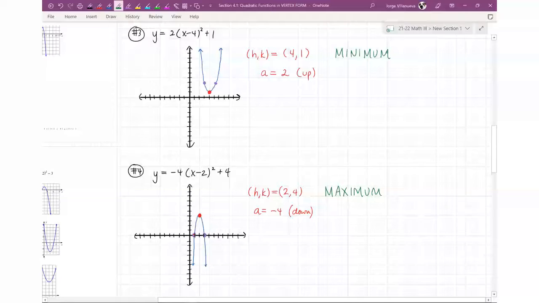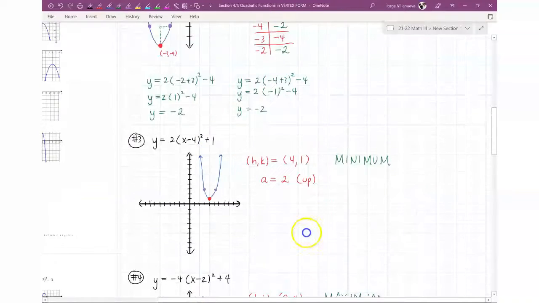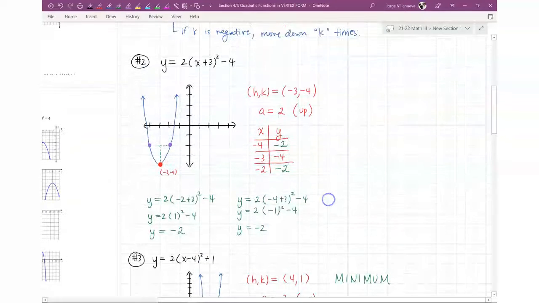Okay, so for question number 4, they're not asking you this on question 4, just so you know, but they're going to ask us that coming up right now. It's a maximum because it's the highest point. For question number 3 would be a minimum because the vertex is the lowest point. Now, just out of curiosity, question number 1, is that a maximum or a minimum for the vertex?